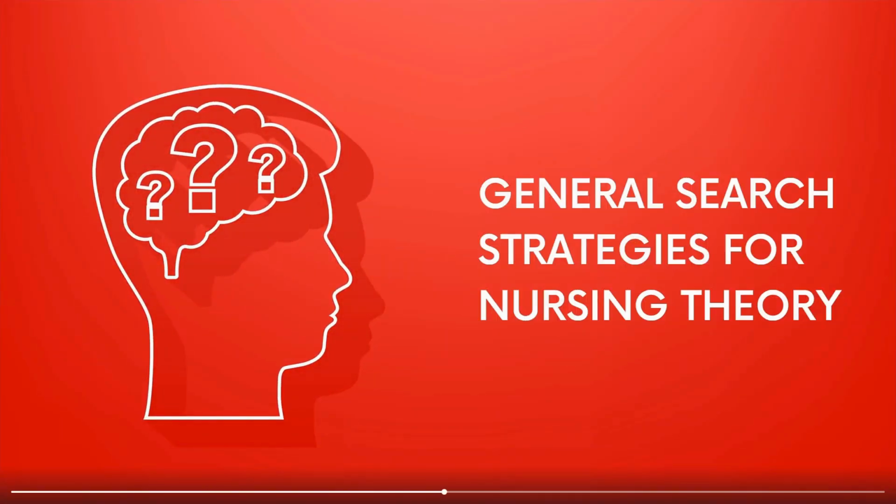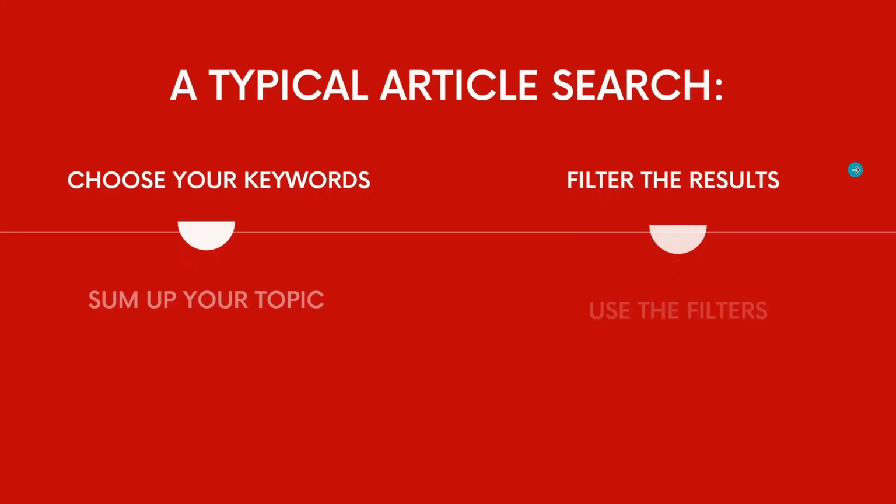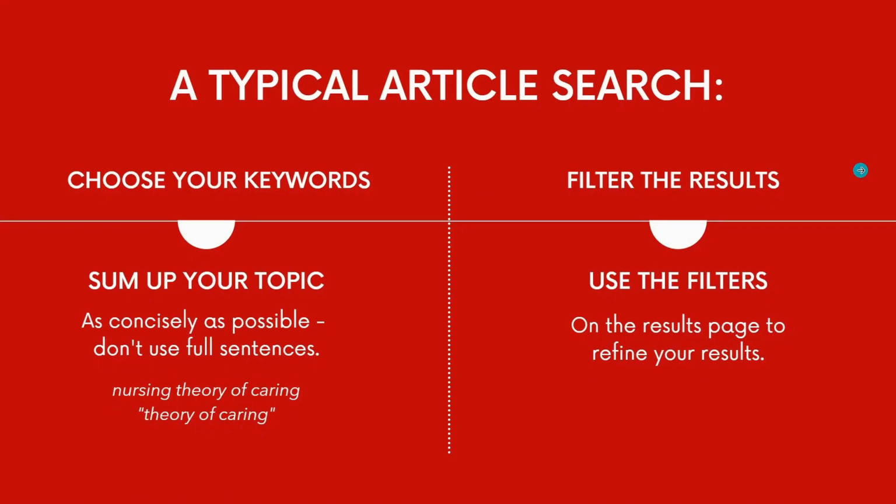Okay, now let's talk about building your search strategy for nursing theory. This really happens in two phases. For a typical article search, you'll first choose keywords and then filter the results that you get on the search results page. When choosing keywords, you really want to boil your research topic down into as few words as possible that still get the point across. This helps the search engine find things more efficiently. And then after you do that, you'll use search filters to narrow the search even more to the things that you need. Let's look at that in action.